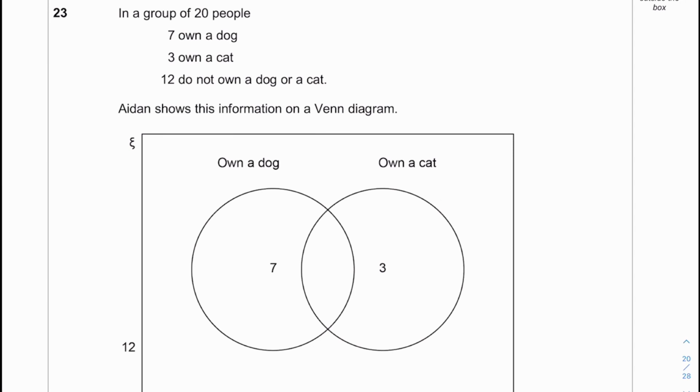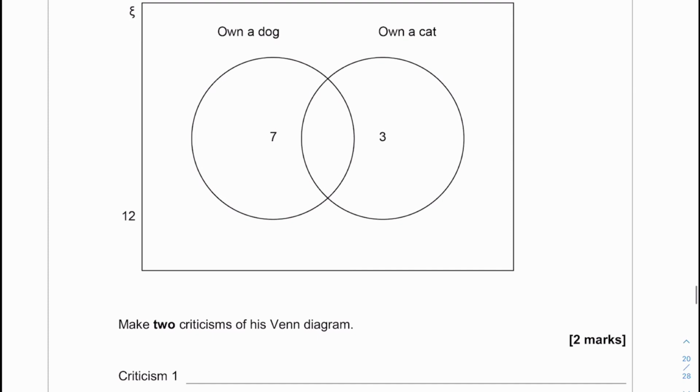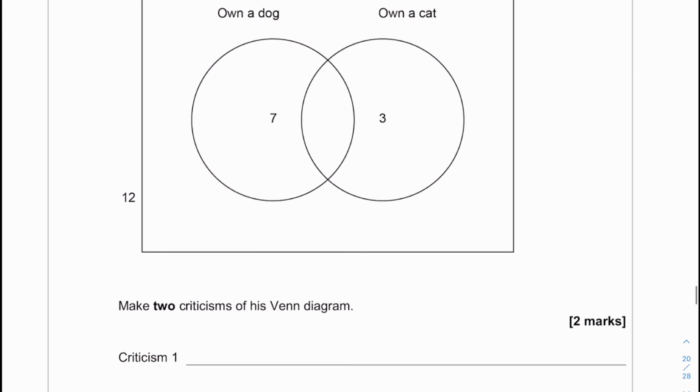Question 23, we are told in a group of 20 people that 7 own a dog, 3 own a cat and 12 do not own a dog or a cat. And Aidan shows this information on a Venn diagram. And we need to make 2 criticisms of his Venn diagram.